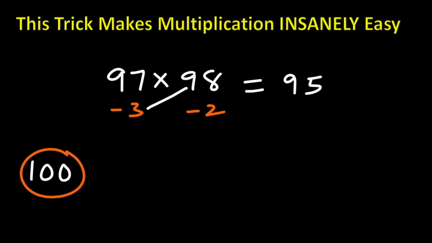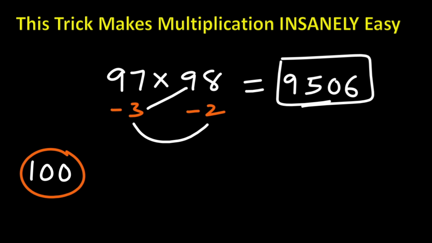And now we just multiply these two numbers. 3 times 2 is 6. We write 06. So the answer is 9506.